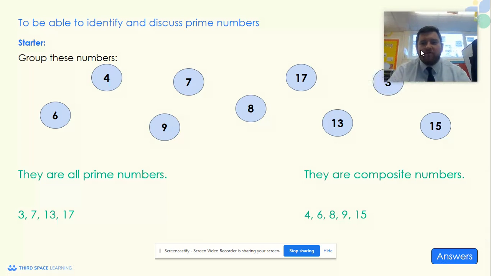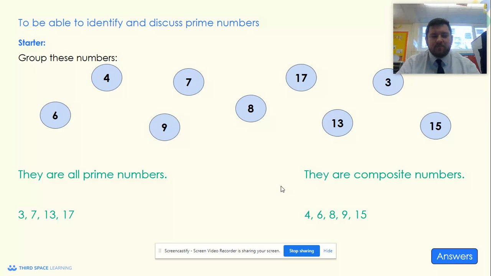So, obviously today we were thinking about prime numbers. Did anybody manage to do this already? 3, 7, 13 and 17 are all prime numbers. 4, 6, 8, 9 and 15 are all composite numbers. The reason that 3, 7, 13 and 17 are prime numbers is that they only divide by 1 and themselves. The other numbers are composite numbers because they have more than two factors. 4 can be divided by 1, 4 and 2. 6 could be divided by 1, 6, 2 and 3.